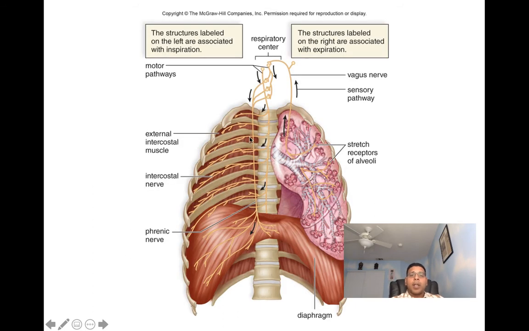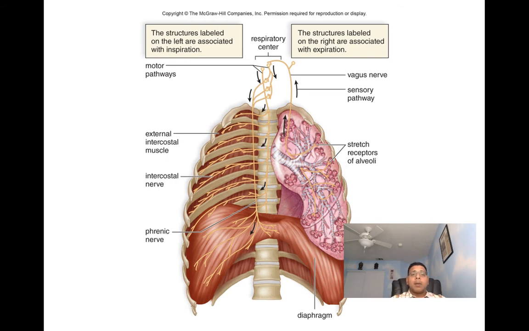So here we can appreciate how our phrenic nerve and our intercostal nerves are going to innervate the diaphragm and the external intercostal muscles. And then we've got our sensory pathway thanks to our vagus nerve, all working with our respiratory center.